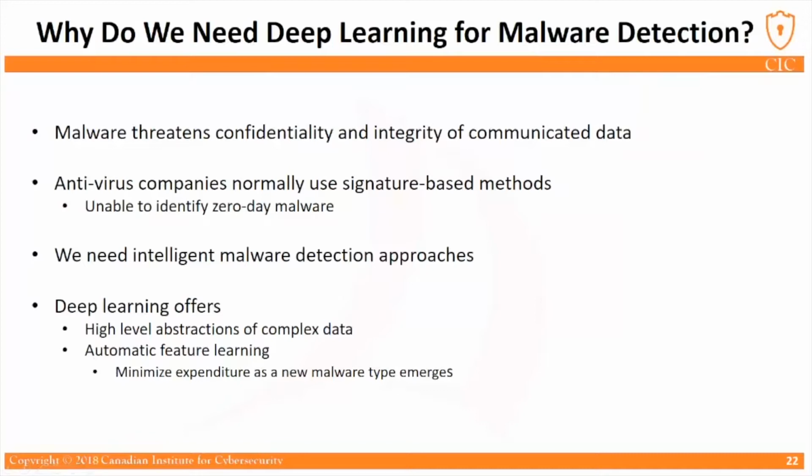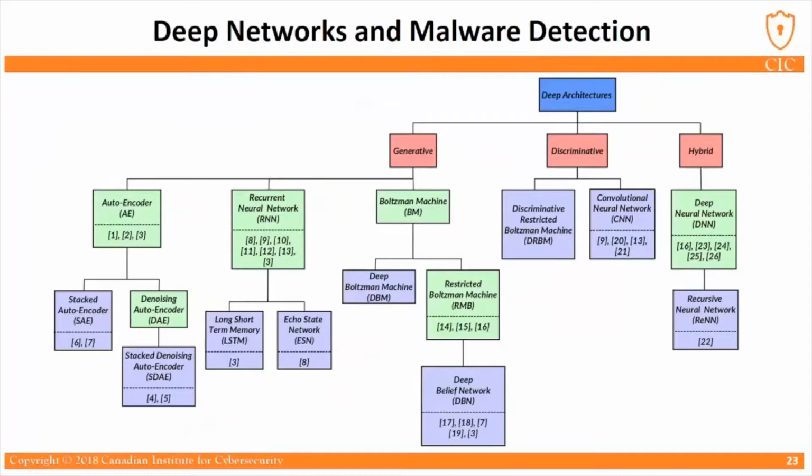So it means that when a new malware type emerges, you don't need to hire a lot of engineers to extract the features from scratch, but you can learn the features automatically. So you save a lot of time and money. Here I have a taxonomy of deep network architectures and what deep networks have been used for malware detection so far, based on the study that I had.